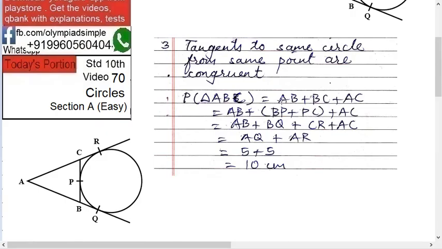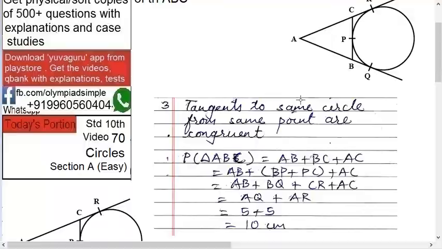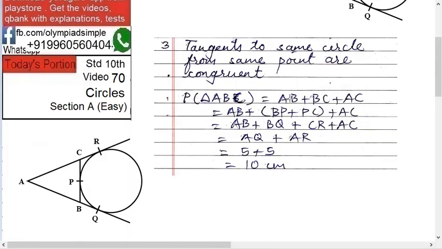So what do we want? Perimeter of triangle ABC. So what is that? Perimeter of triangle ABC is AB plus BC plus AC. So AB plus BC is what? BP plus PC, and plus AC. So AB plus BQ plus CR plus AC.